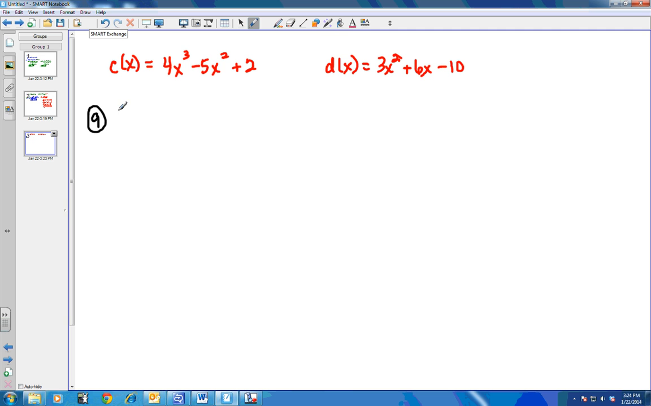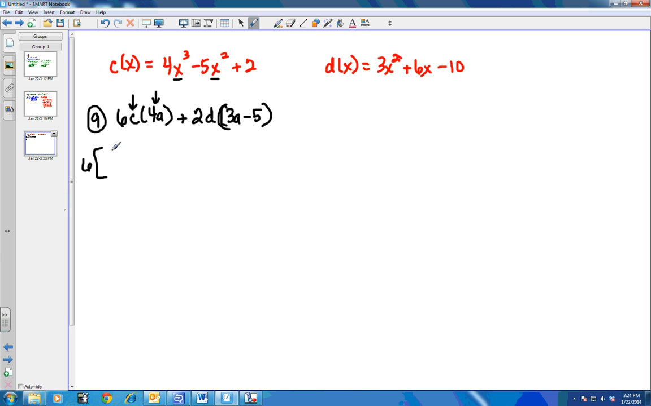Number 9 says 6c of 4a plus 2d of 3a minus 5. Okay, that's a parenthesis there. So this looks kind of confusing, but let's just break it down. First of all, I know this is just going to be 6 times. This tells me to go to my C equation and plug 4a into all of my x's.